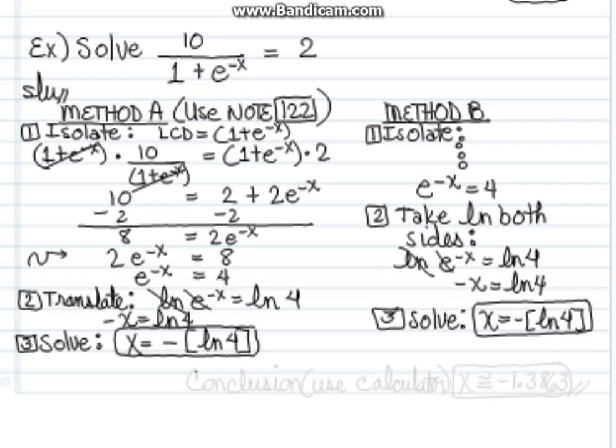In any case, whether you use the translation or not, you're going to end up with x equals negative natural log of the number 4. You run it through your calculator, and the conclusion is, after you round it to 4 decimal places, that x is approximately equal to negative 1.3863.